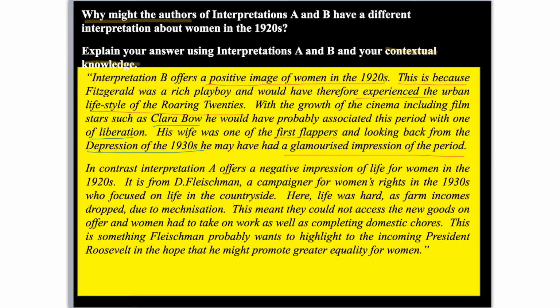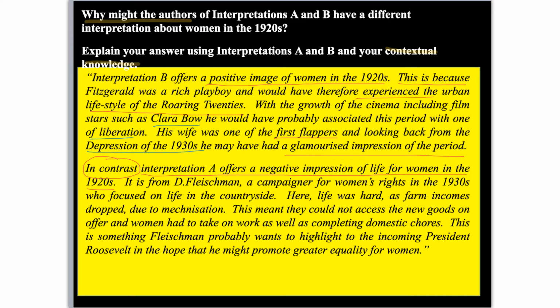So having done that, and you can see I've provided two little bits of information, and I think that's probably the best way to approach it. You move on to the second interpretation. Again, same sort of focus. You can see here in contrast, so we're referencing the fact that they're different, the two interpretations of life in the 1920s for women, but interpretation A offers a negative impression of life for women in the 1920s.